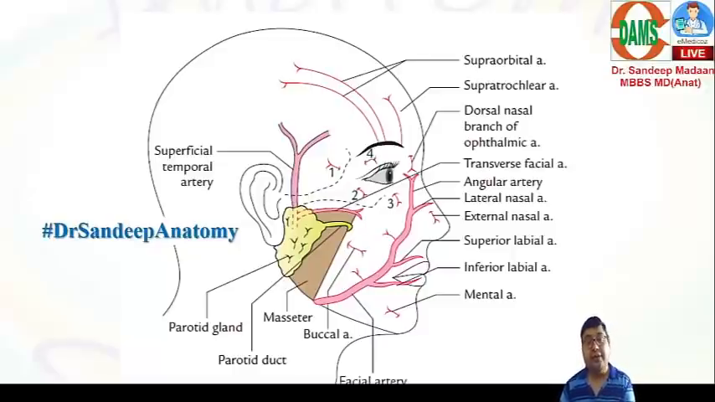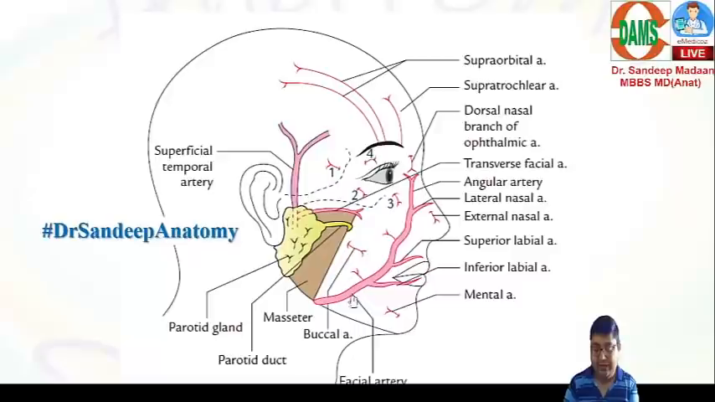And it is important to note that this facial artery continuation in the form of angular artery is going to anastomose with the dorsal nasal branch. This dorsal nasal branch is a branch of ophthalmic artery, that is further a branch of internal carotid artery, whereas the facial artery is a branch of external carotid artery. So we can say at the angle of the eye, we have one of the sites where an internal carotid artery branch, coming from the internal carotid artery distribution, is going to anastomose with the external carotid artery branch, right?